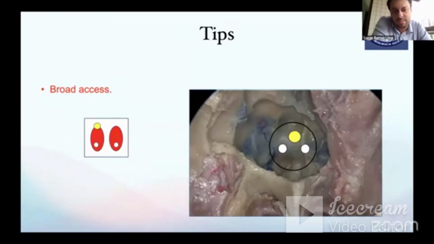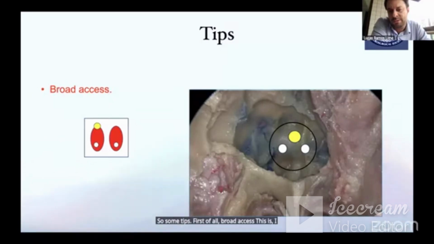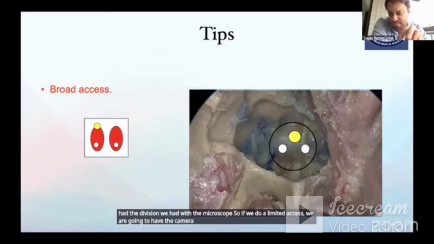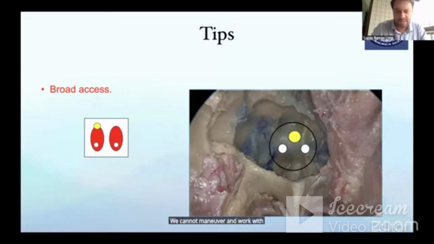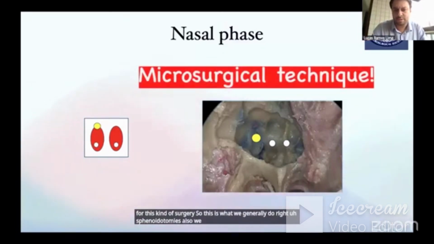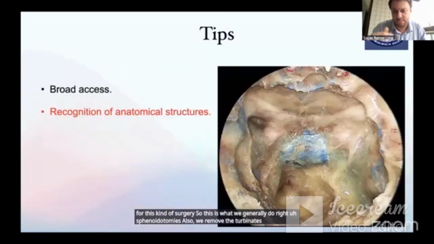So some tips. First of all, broad access. I put in the circle what vision we had with the microscope. So if we do a limited access, we're going to have the camera and the instruments in a small space. We cannot maneuver and work with microsurgical techniques, and this is essential for this kind of surgery. So this is what we generally do: wide sphenoidotomies. Also, we remove the turbinates, and especially the right turbinate.